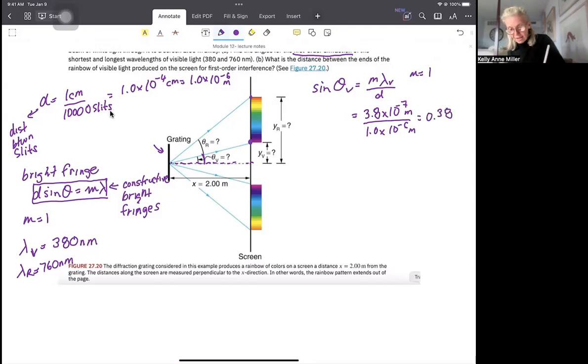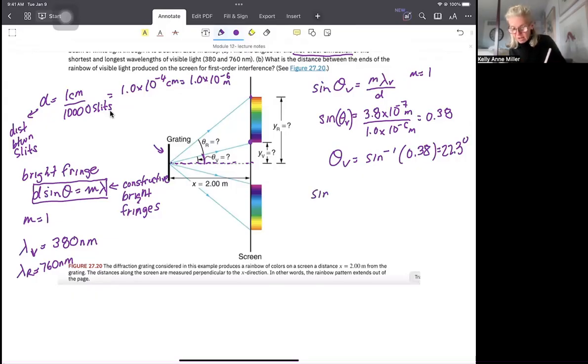And I get 0.38, and that equals sine of the angle that I'm interested in. So to get the angle, I need to take the inverse sine of 0.38. That gives me, I worked this out somewhere, 22.3 degrees. Okay, I go through the exact same procedure for red.